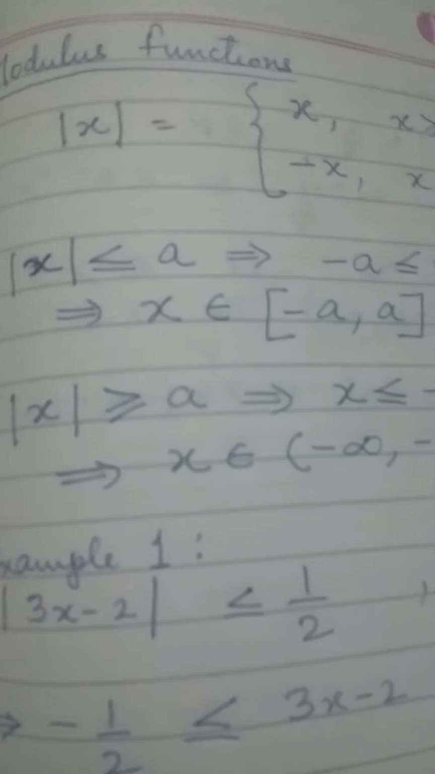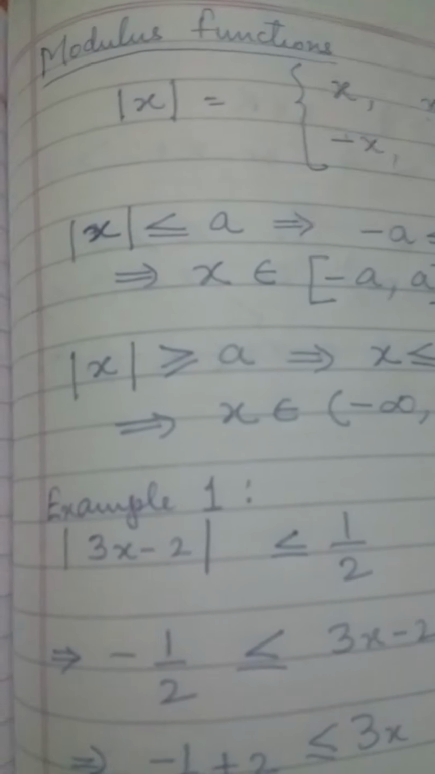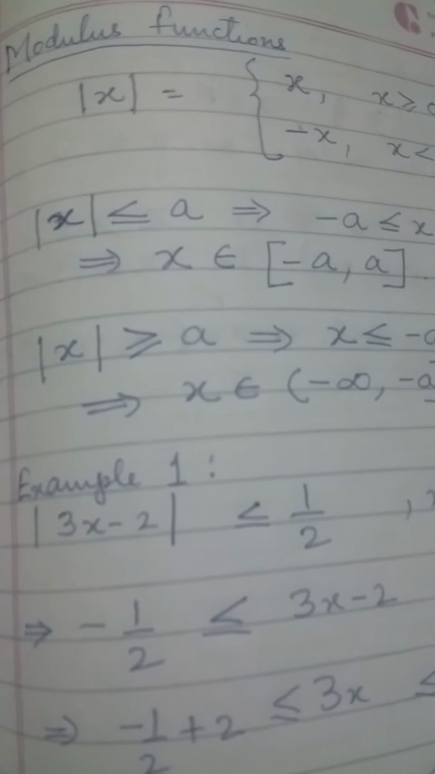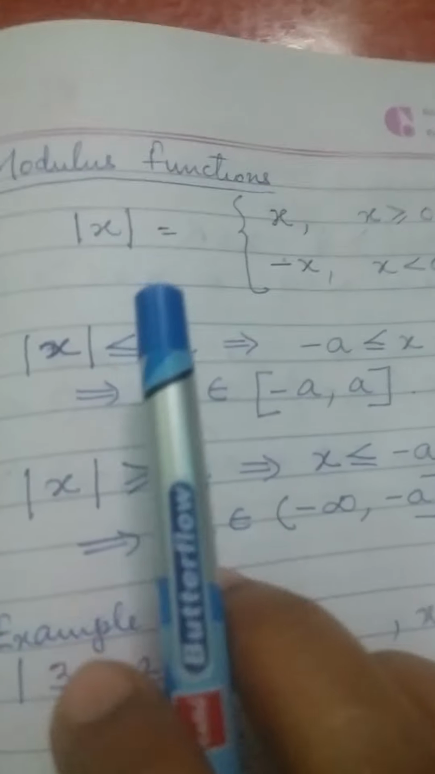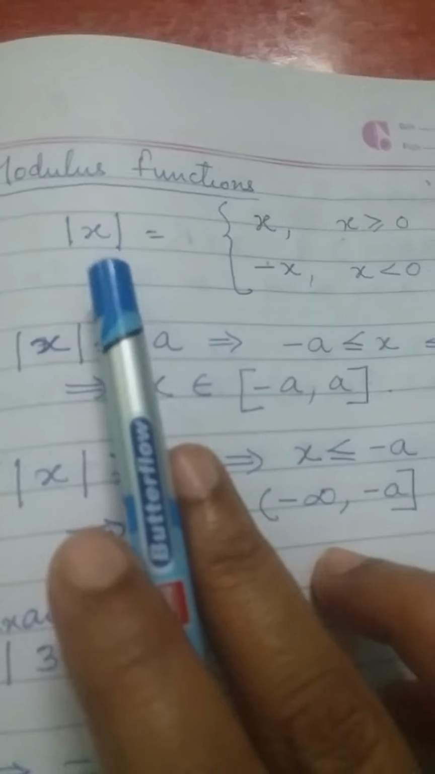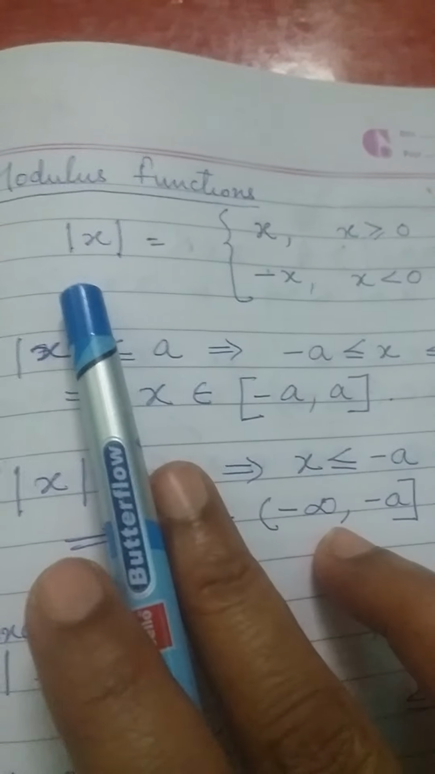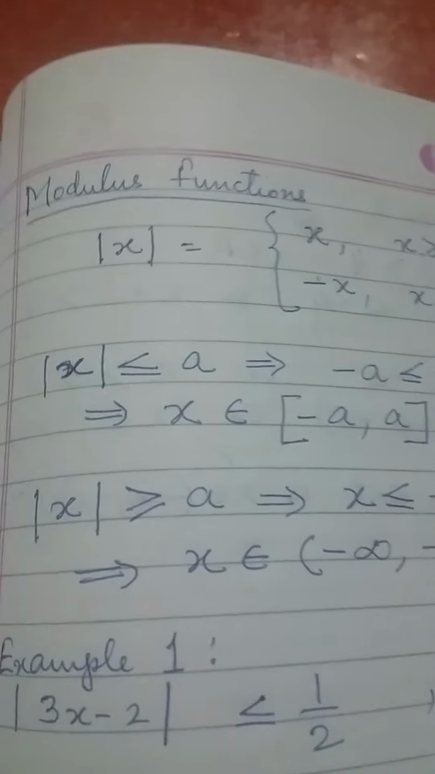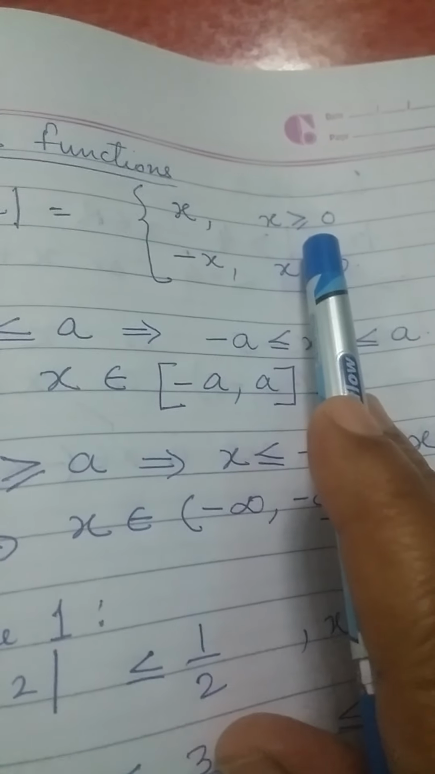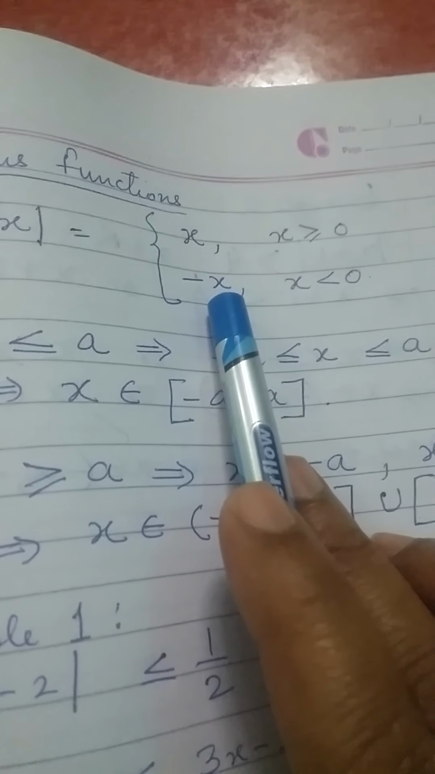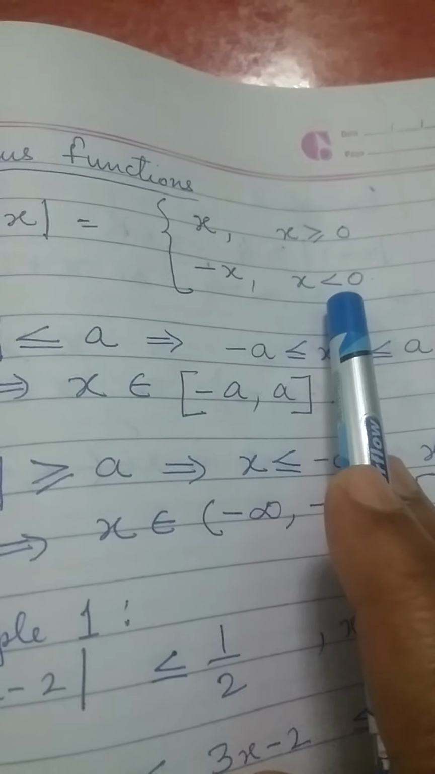Now students, we are going to discuss modulus functions and linear inequalities based on the modulus function. So our first example, first of all, we will try to understand what a modulus function is. Mod x is actually the absolute value. So mod x is equal to either x for x greater than or equal to 0, or minus x for x less than 0.